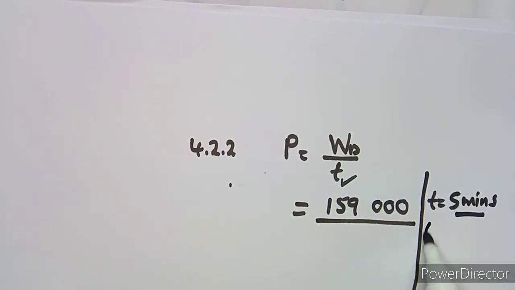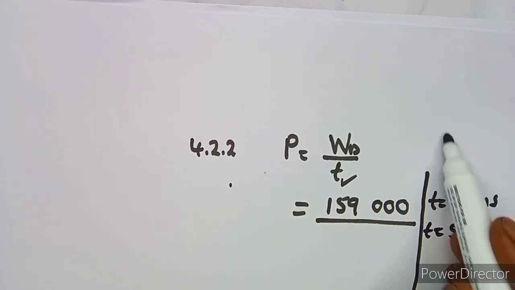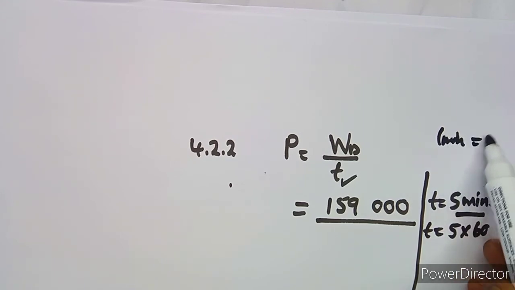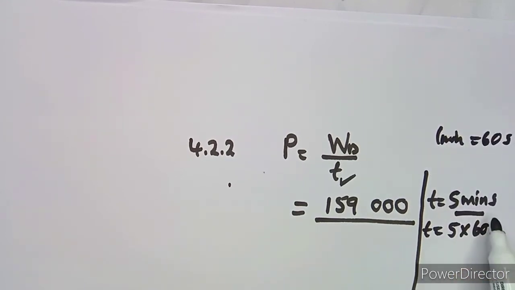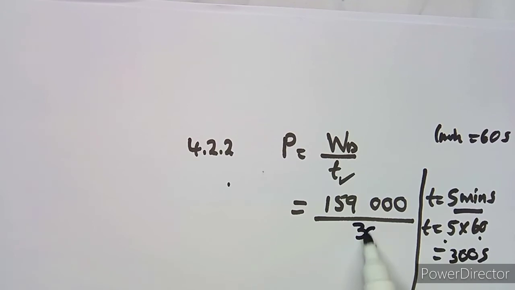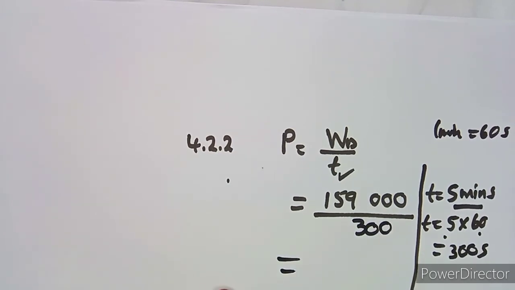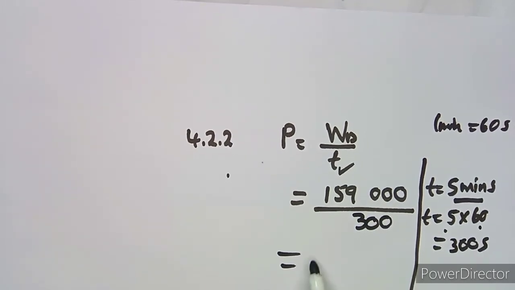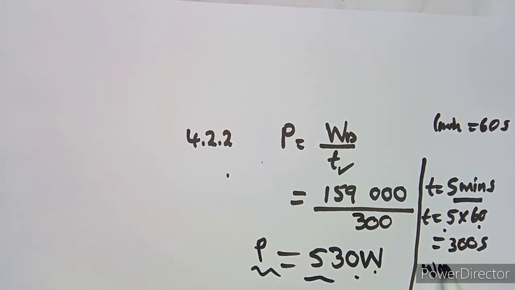So how do you convert to seconds? You're going to multiply 5 times 60, because in a minute we've got 60 seconds. So in order for this to be in seconds, you have to multiply. So which means you're going to obtain 300 seconds. So you're going to divide by 300. So this is what you're going to have, which is 530 from your calculator. You're going to obtain 530. Remember, this is power, guys, which is measured in watts. Power is measured in watts.